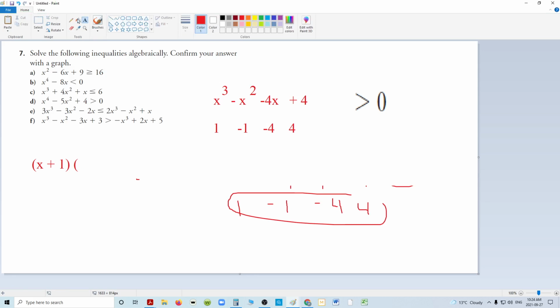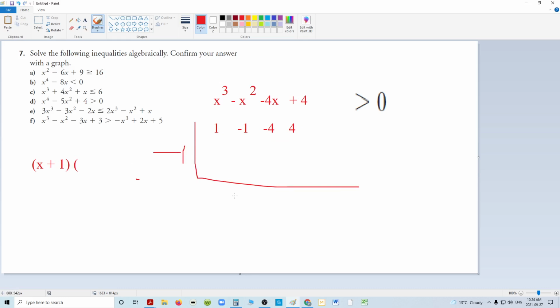Now, I didn't have to rewrite this. I could have just proceeded with synthetic division for this one. But it's still good to see. Now, notice a lot of numbers are the same. So I'm going to try minus 1 again. Nope. I'm going to try positive 1. Well, positive 1 won't work because we already tried it once. It didn't work. So I'm going to try 2.